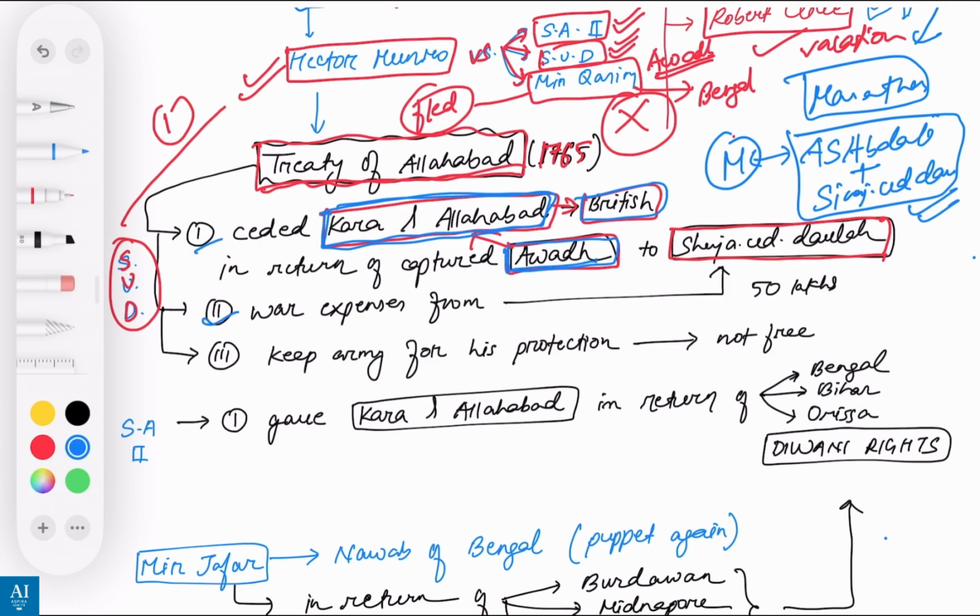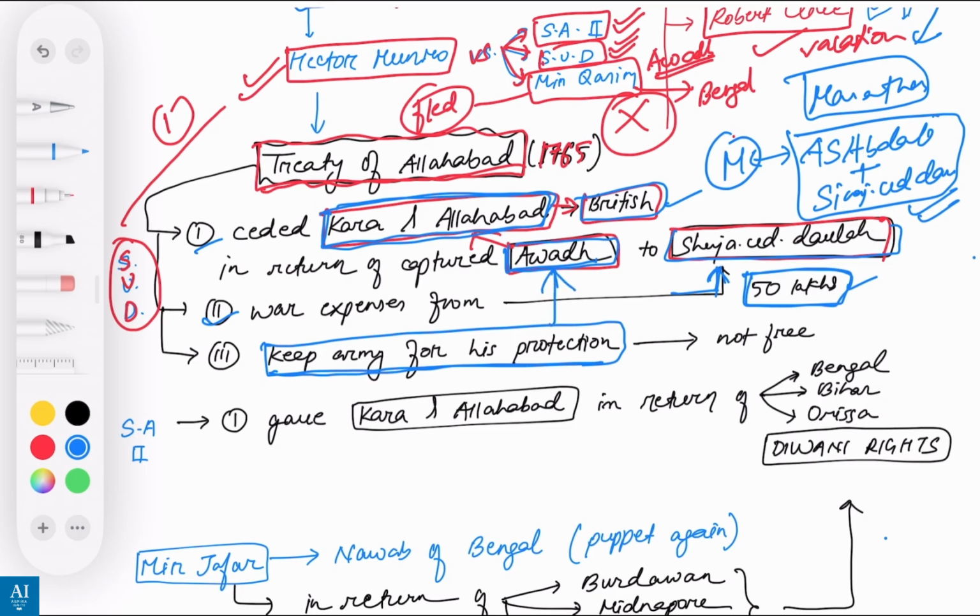Second, a war indemnity of 50 lakh was taken from Siraj-ud-Daulah. What is war indemnity? This means the expenses made for food and preparation of war, and this was taken from Siraj-ud-Daulah. Thirdly, for the protection of Siraj-ud-Daulah, the British will keep troops in Awadh, and that is also not free. For that also, the British took 26 lakhs and a monthly salary for the troops. This is a provision of the subsidiary alliance, one of the clauses of the subsidiary alliance.